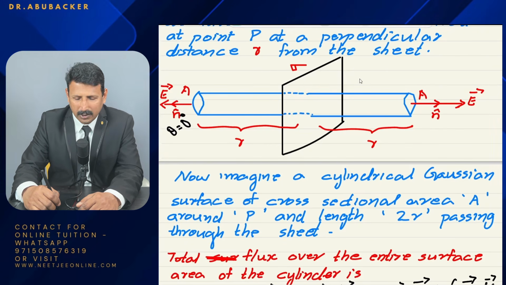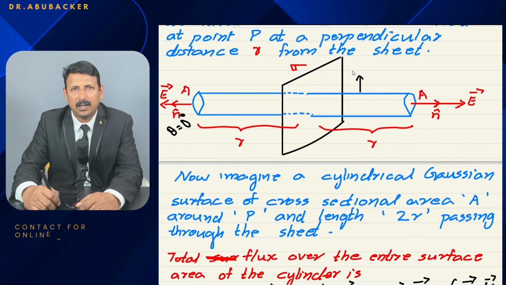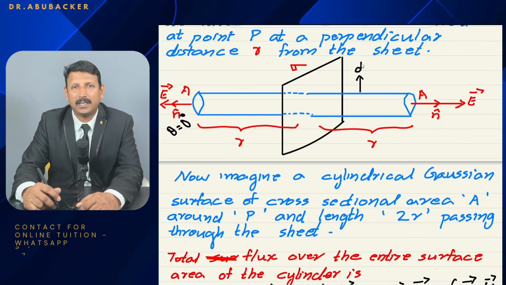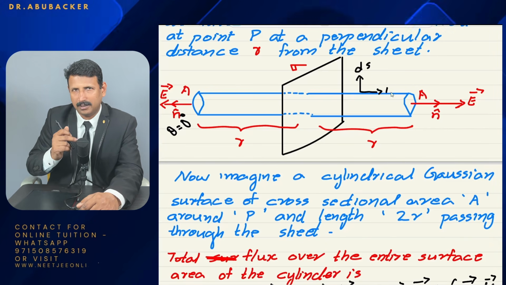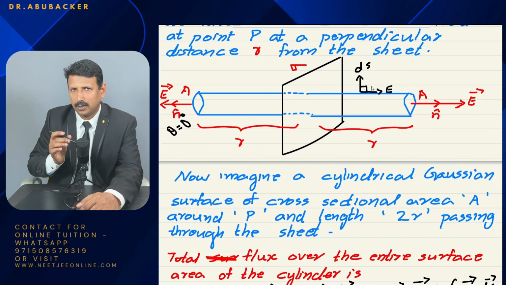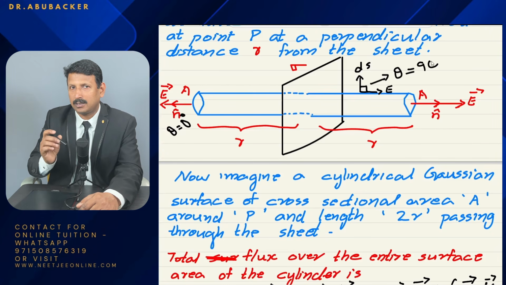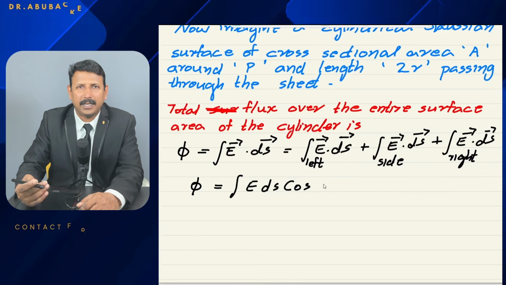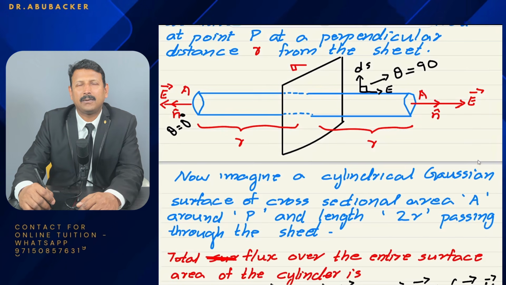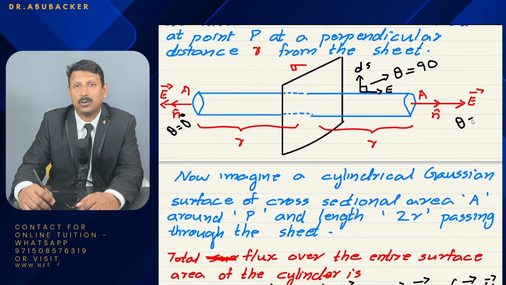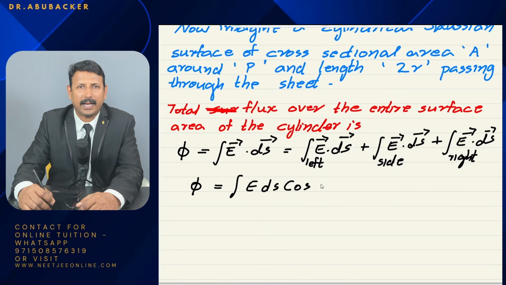When you look at the side of the cylinder, as I told you in the previous video, the area vector there is normal to the side surface. The electric field is coming towards the right in the diagram. The area vector is normal to that side surface, so the angle between them is 90 degrees. On the right side, the angle between them is the same as on the left side.